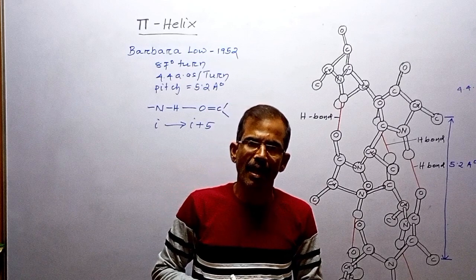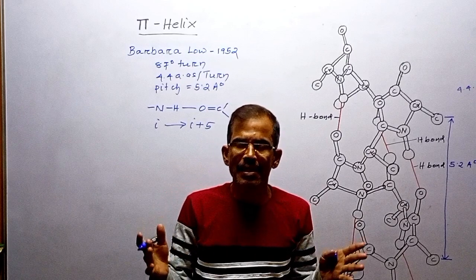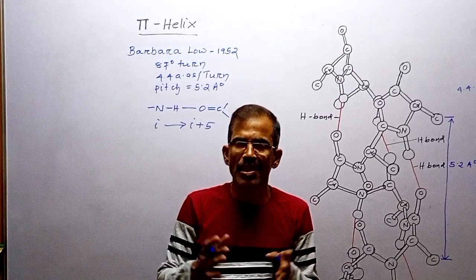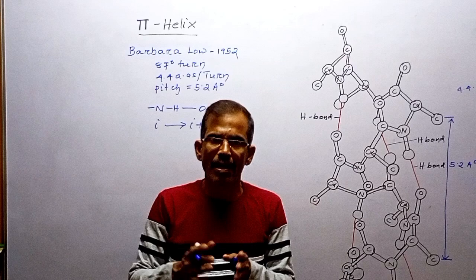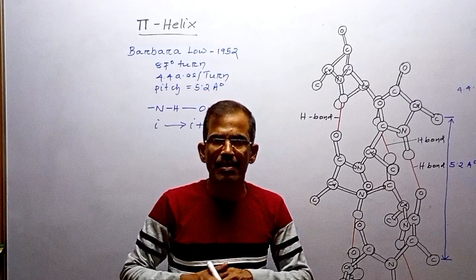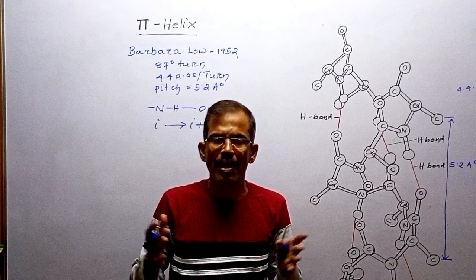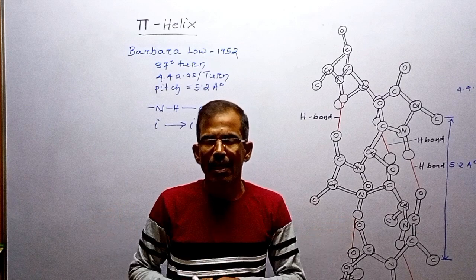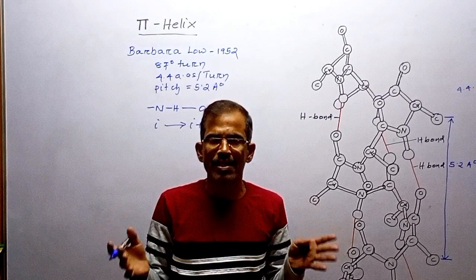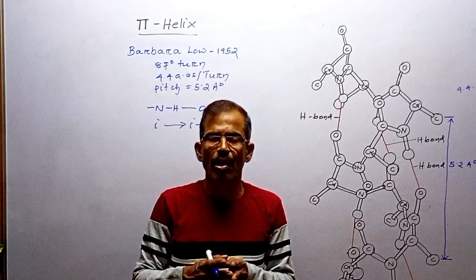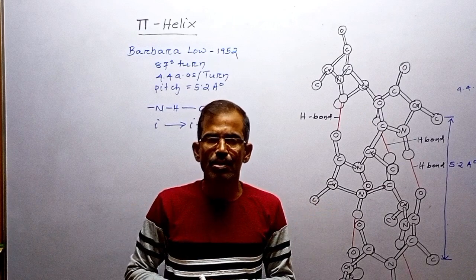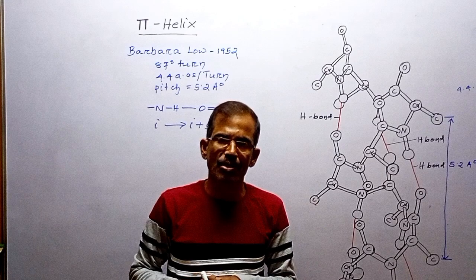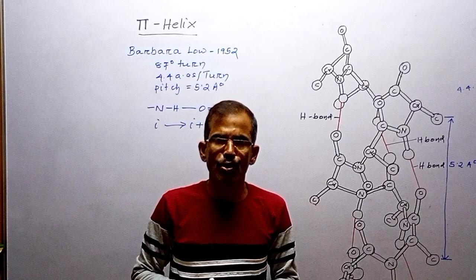Evidence indicates that pi helix can be created by the insertion of a single amino acid into an already existing alpha helix. Thus, alpha helix and pi helix are interconverted by insertion and deletion of an amino acid. So friends, this is about different types of helical structures found in proteins.